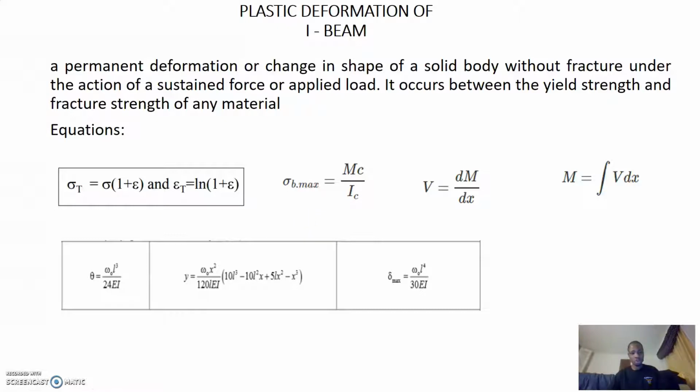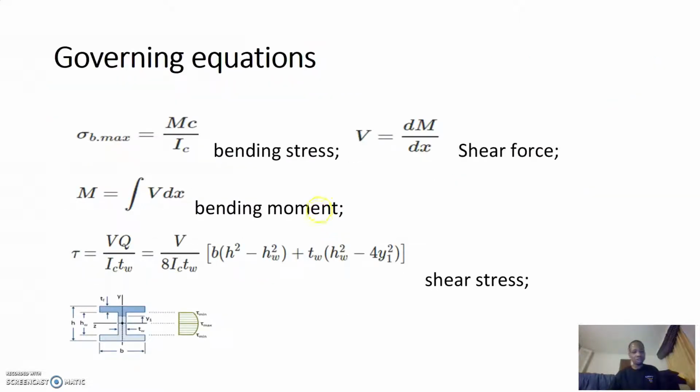These are the governing equations that I'm going to use. When that happens, there is failure in engineering, which means the I-beam, when there is any plastic deformation, will not be able to do what it was designed for, what it is intended to do. These are the governing equations that I'm going to be checking.